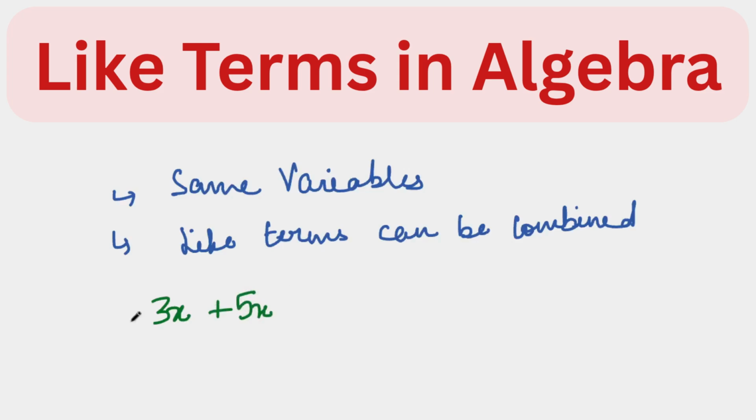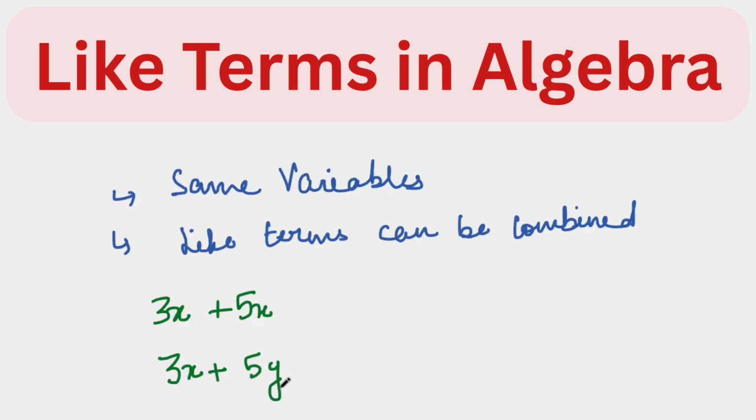divide them. Okay. But if you have 3x and 5y, you cannot perform any mathematical operation upon them together as a unit because they have different variables. They are not like terms. Okay.